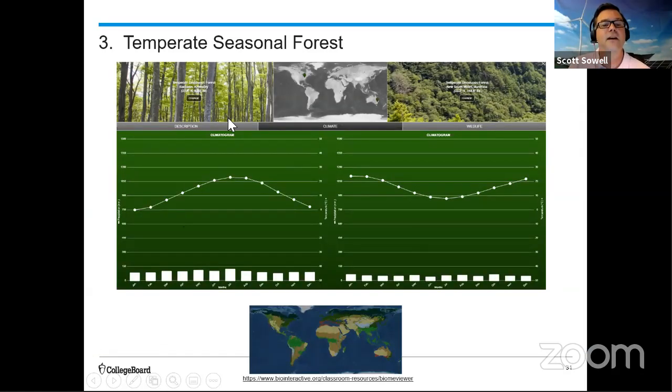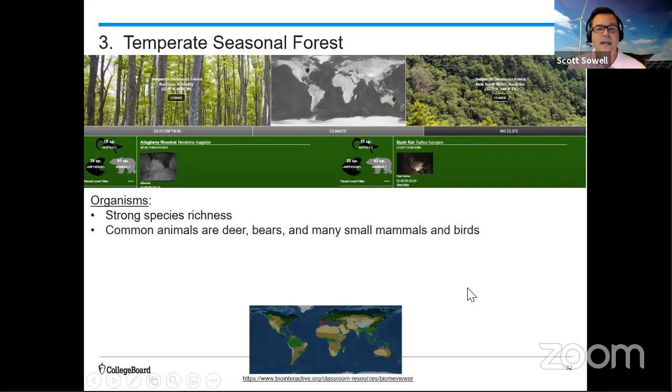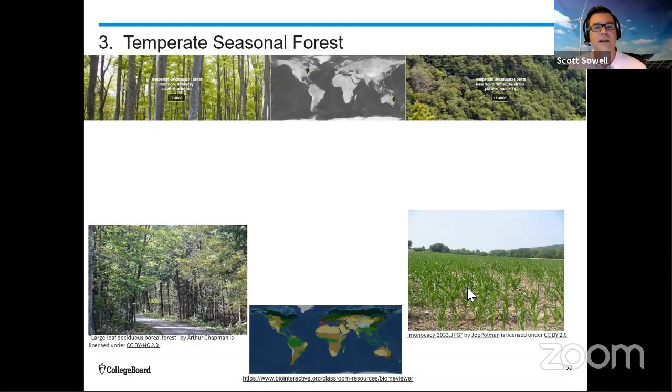Now, this climatograph on the left is from Raccoon, Kentucky, and on the right is from somewhere in New South Wales in Australia. They are both temperate seasonal forests, but you'll notice while the precipitation is pretty much the same, the temperature is quite opposite from each other, clearly because this is in the southern hemisphere. In terms of species richness, it's got pretty strong species richness, much more than a boreal forest or a tundra. Common animals are deer, bears, lots of small mammals and birds. But again, it's dominated by deciduous trees, trees that drop their leaves every year.